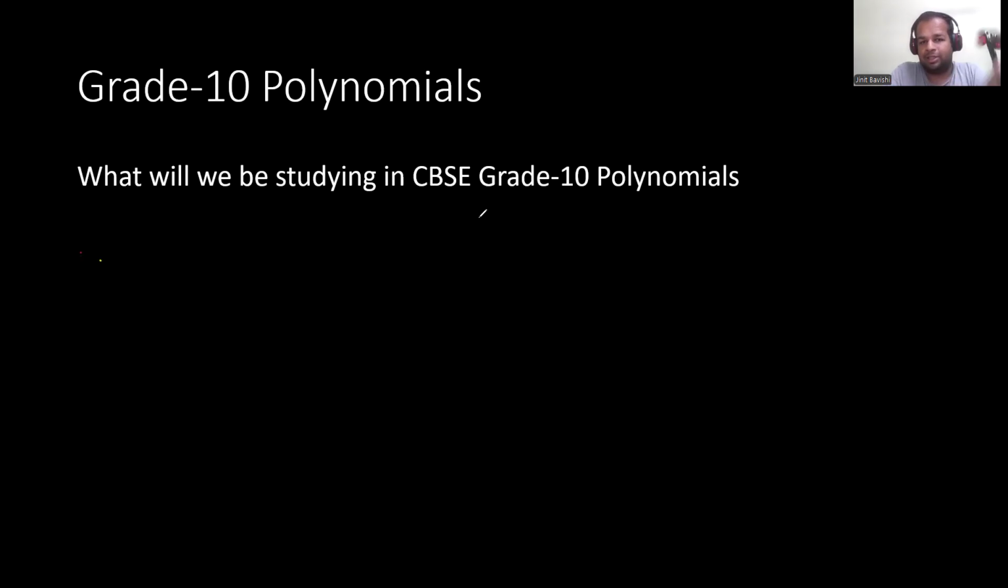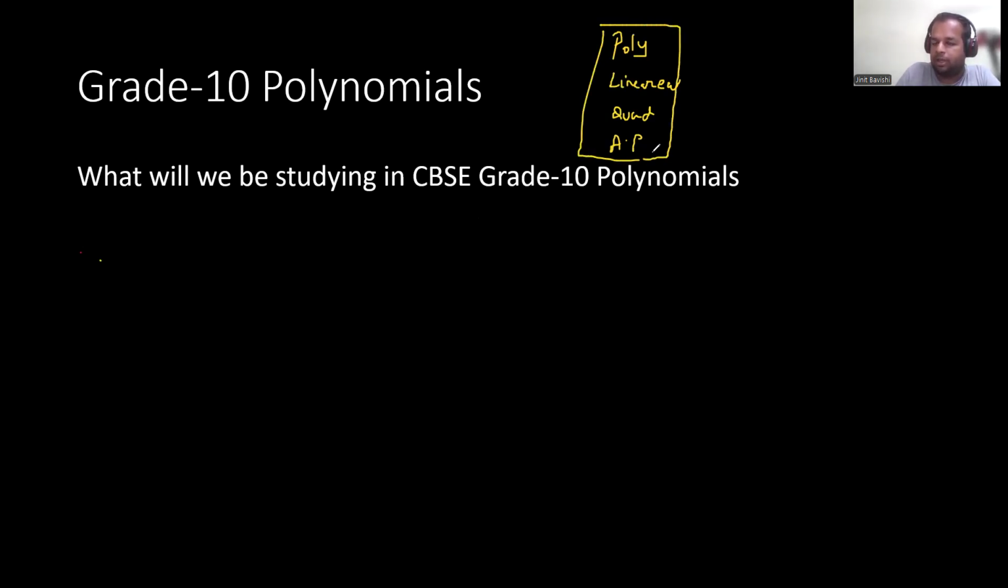This is a simple chapter to begin with. Grade 10 polynomials comes under the algebra section, and algebra is a bundle of chapters. There are four chapters clubbed together: polynomials, linear equations, quadratic equations, and arithmetic progression. All these chapters are combined and clubbed as algebra because they all contain the variables part of it. And this is a pretty important unit you'll be focusing on.